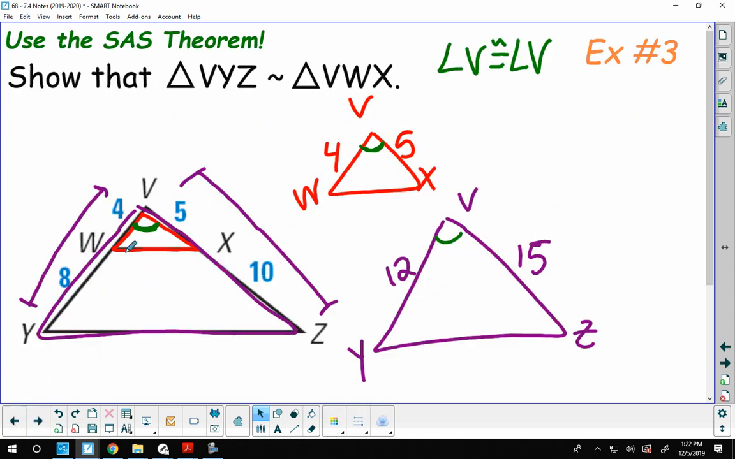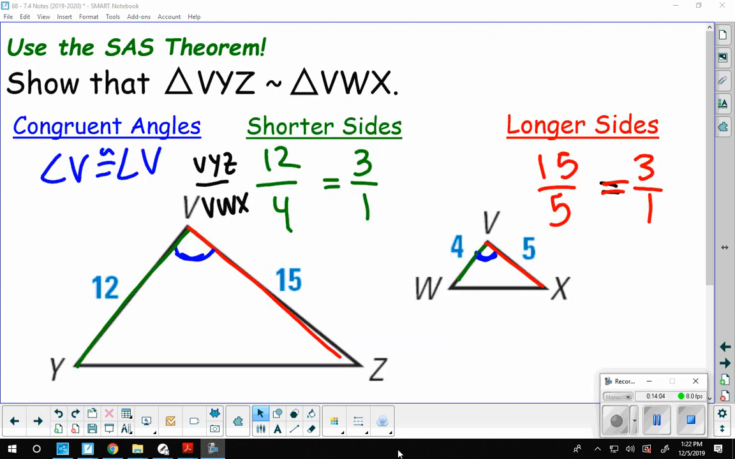So just be careful when you split them up. Just make sure you get the full side length here and here. And that is section 7.4.